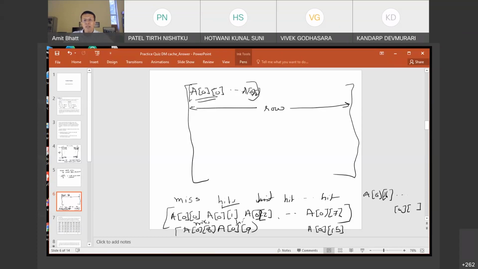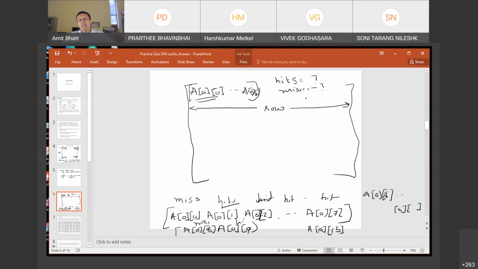So now you tell me, in getting this one row, that is 8 blocks, how many hits am I getting? 56 hits and 8 misses. Sir, 1 miss and 7 hits per row. Say that again, please. Sir, 1 miss and 7 hits per block. Okay, you said 1 miss and 7 hits per block, right? Yes, sir, per block.